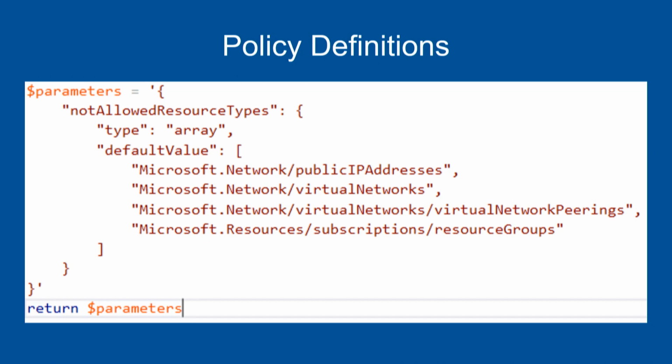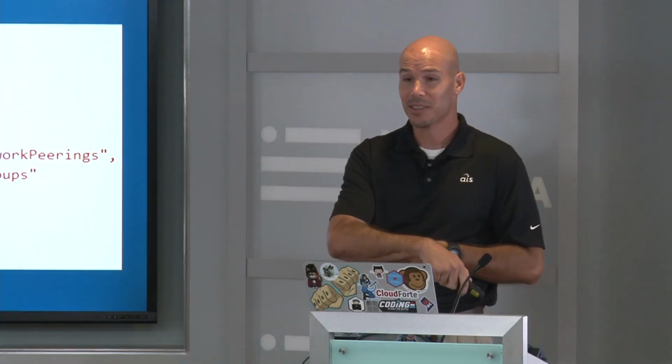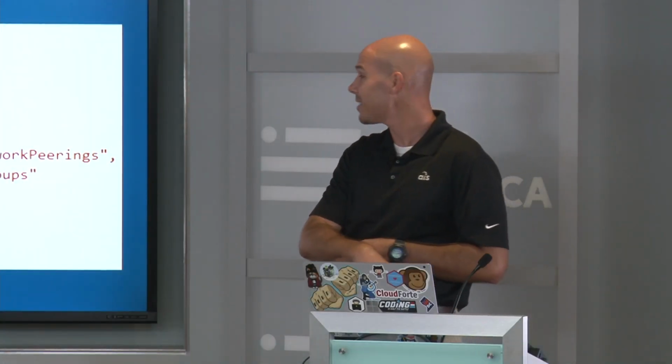So what I'm saying here is I don't want you to deploy public IP addresses into my cloud space. I'm not trying to give external access into my cloud space. I don't want you deploying virtual networks that I've already set and blueprinted for you. I don't want you to peer your network with another network, right? We're going to disallow that.